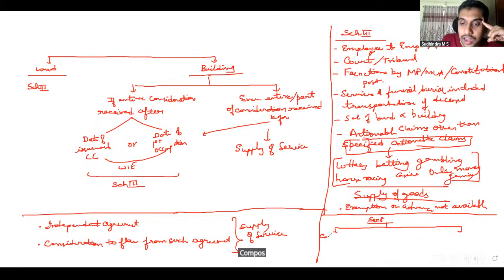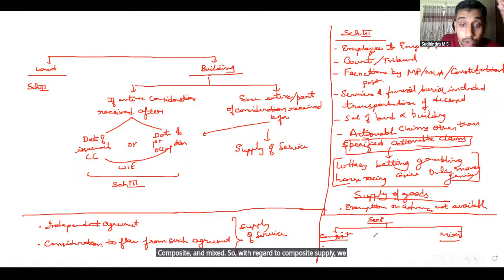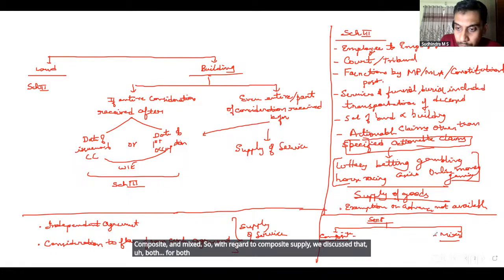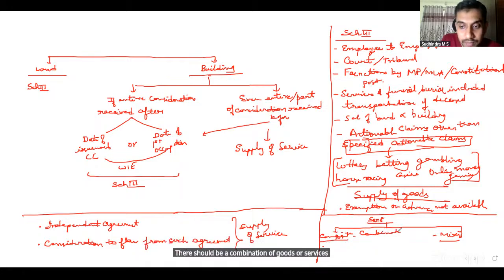Composite supply and mixed supply. Yes, composite and mixed. With regard to composite supply, we discussed that for both to apply, there should be a combination of goods or services provided for a single consideration. Single consideration is mandatory, correct?